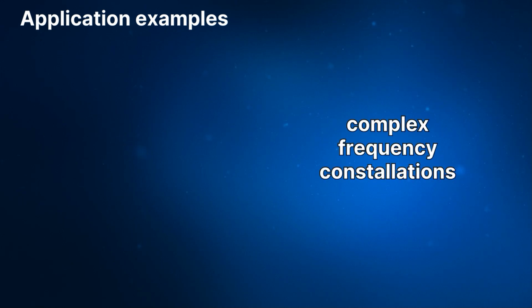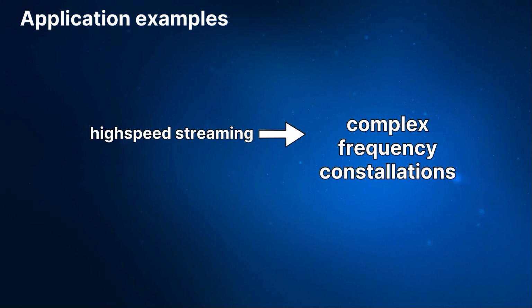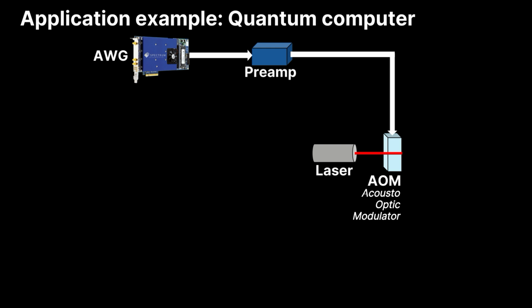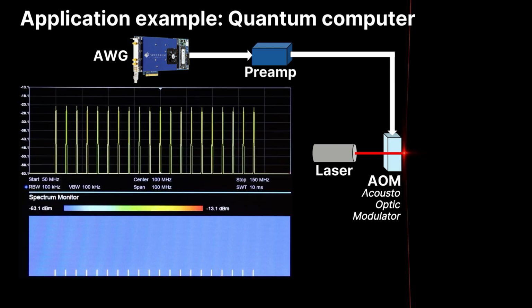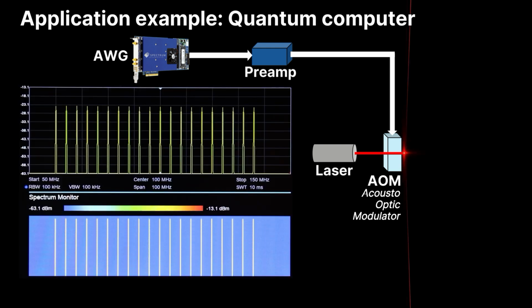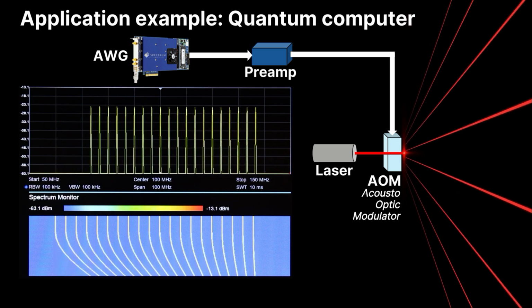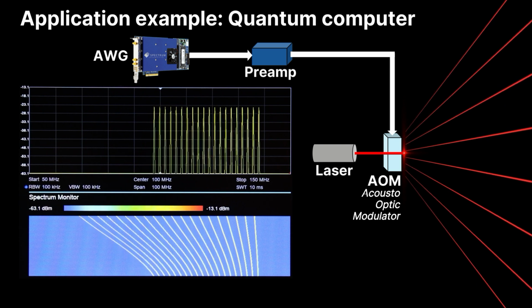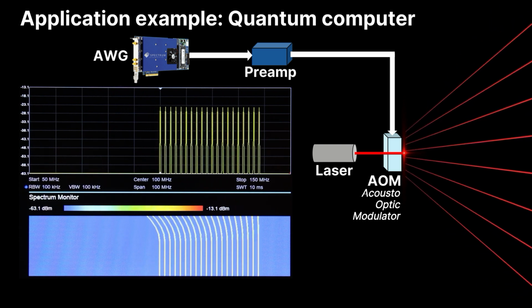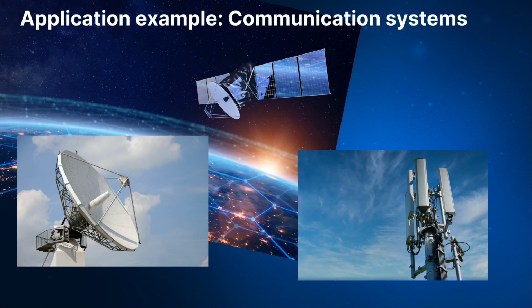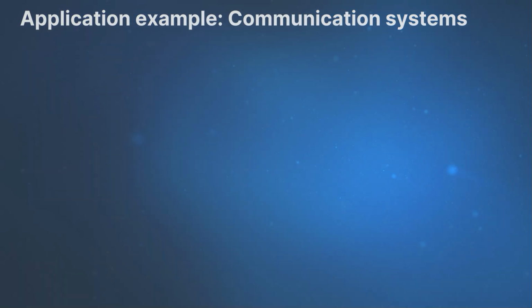With the new DDS option, very complex frequency constellations can be generated by using high-speed streaming and frequency multiplexing. This is needed for quantum computing and driving of AOMs, acousto-optic modulators. In this example, 20 sine wave carriers are frequency shifted to guide laser beams for catching and holding the atoms inside a quantum computer, and allow the atoms to perform the calculation process. Other applications can be found in communication systems where fast adaptive changes for frequency or phase are required.